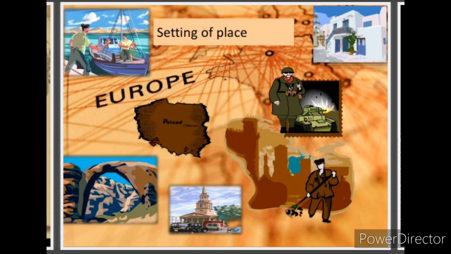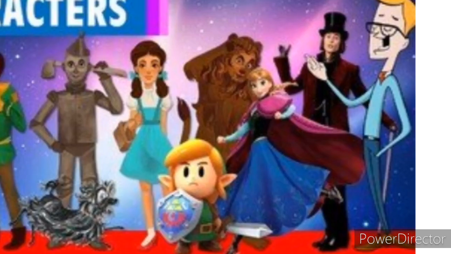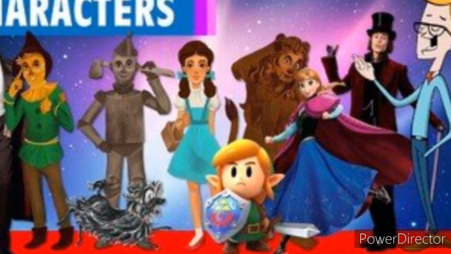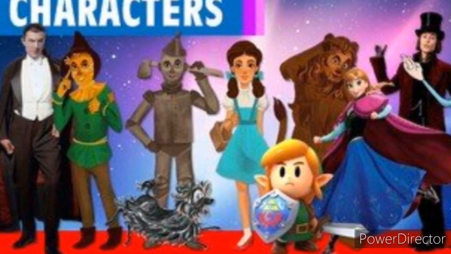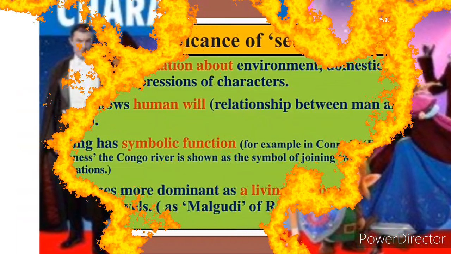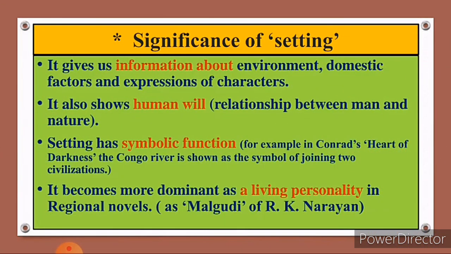So the environment has been present. Domestic means it might be of a house, the room where we are sitting, where the story has been present. And of course, as I said, characters have played a very important role in the setting. It also shows human will, the relationship between man and nature. Because of the setting, it makes us understand the human will.